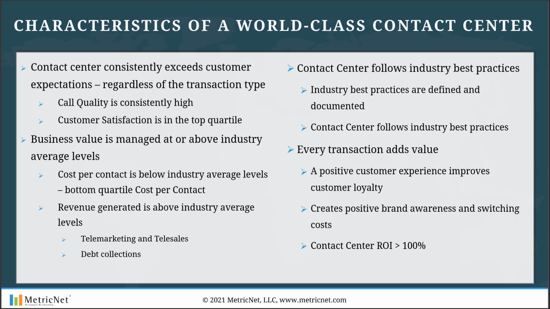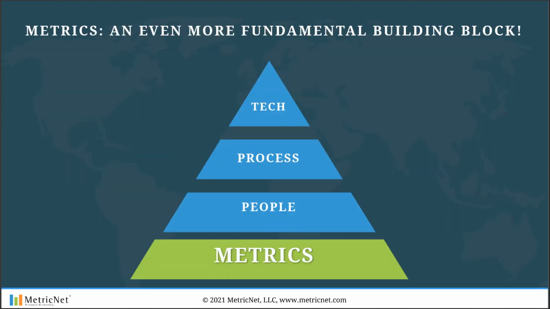Top quartile on quality, bottom quartile on cost, meaning low cost. You're following industry best practices and your maturity is in the top quartile on that. And then your ROI, which can be measured even for a non-revenue producing contact center, your ROI is above 100%.